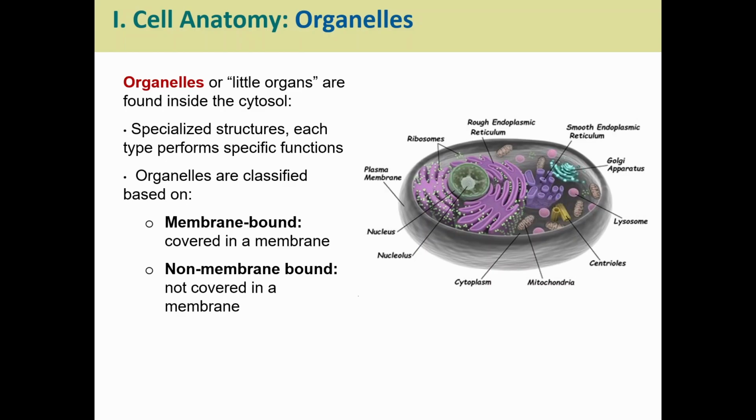Lastly, we get to the organelles. The organelles are just like the little organs found inside the cytosol. These are basically specialized structures that perform a specific function. So the cell has done a very good job at compartmentalizing all the different things it needs to do, and most of these jobs are done by one specific organelle. Some of these are bound by a membrane, others are not.